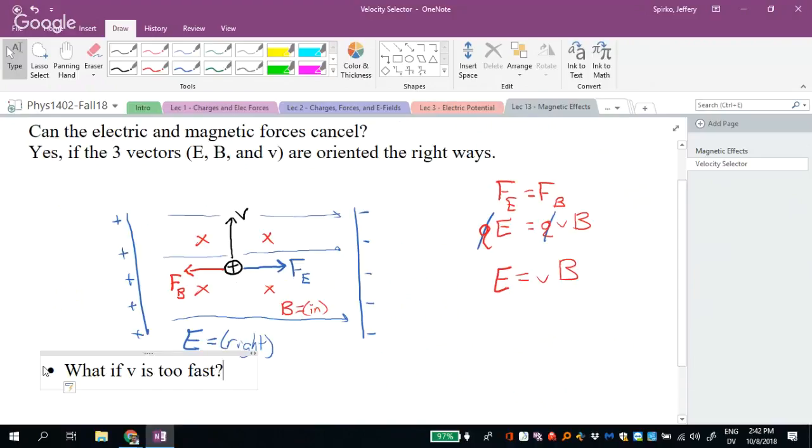What happens if the velocity is too fast? So you build your electric field, you build your magnetic field, they have given values. You throw your particles in there, but they're too fast. Which force gets stronger if the velocity is too fast? The magnetic force would get stronger. So then this red arrow for the magnetic force would be stronger, and the particles would bend to the left.